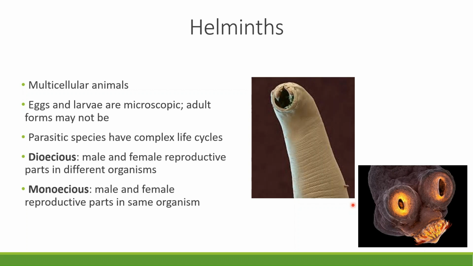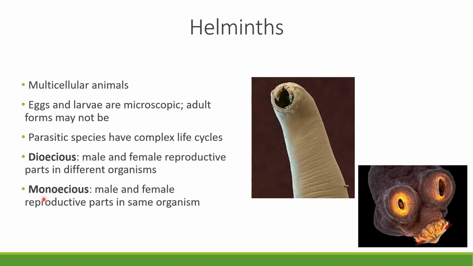Before we talk about dioecious and monoecious, just looking at the image here to the right, what you're seeing here are tapeworm images. They have this little hook here, which is how they attach themselves to the intestinal wall, and similar to Giardia, they feed on the intestinal wall.